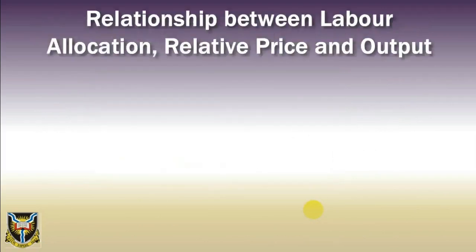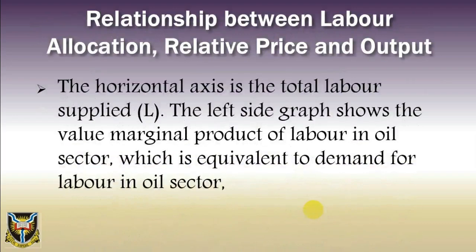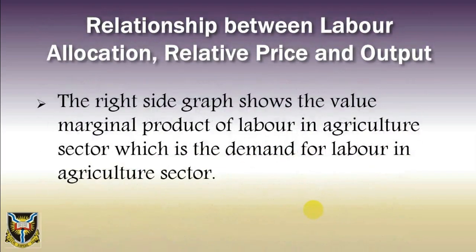Relationship between labor allocation, relative price, and output. The horizontal axis is the total labor supply. The left side graph shows the value marginal product of labor in the oil sector, which is equivalent to the demand for labor in the oil sector. The right side graph shows the value marginal product of labor in the agricultural sector, which is the demand for labor in the agricultural sector.